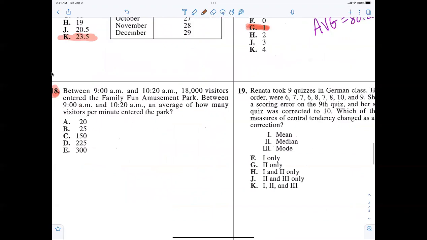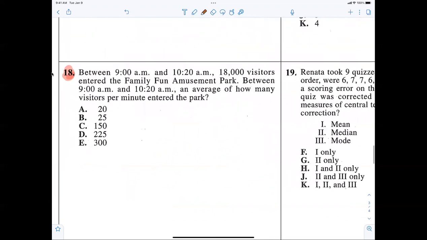18. Between 9 a.m. and 10 a.m., 18,000 visitors entered the Family Fun amusement park. Between 9 a.m. and 10:20 a.m., an average of how many visitors per minute? Ooh, this is a good one. Finley, I'm going to let you tell me.